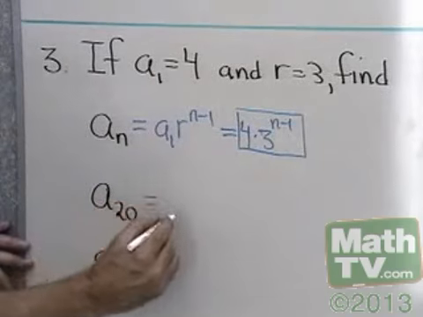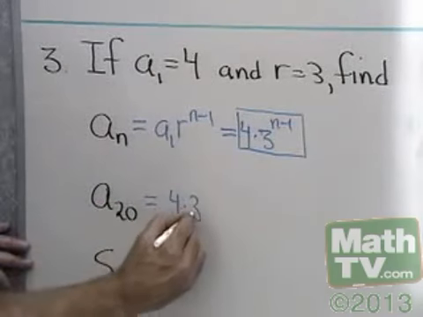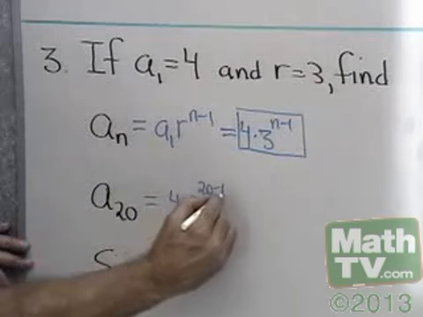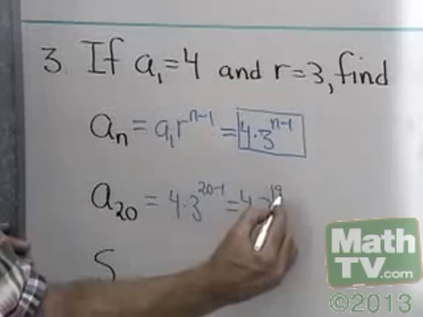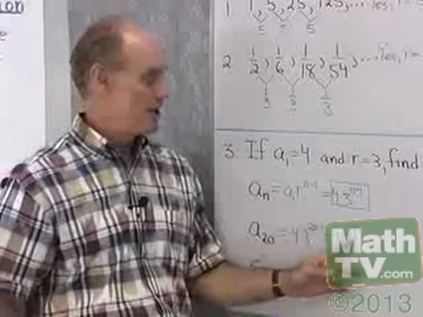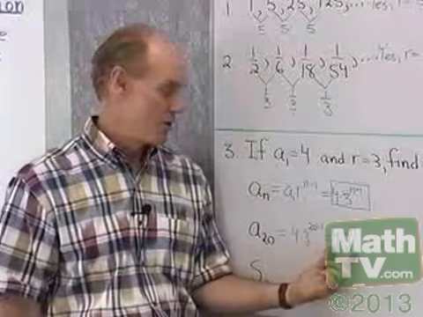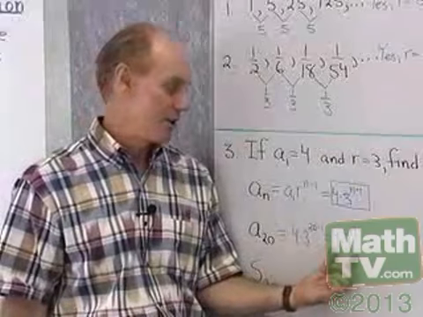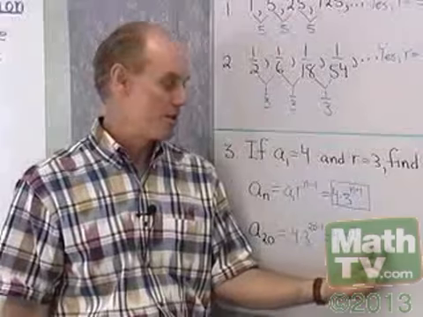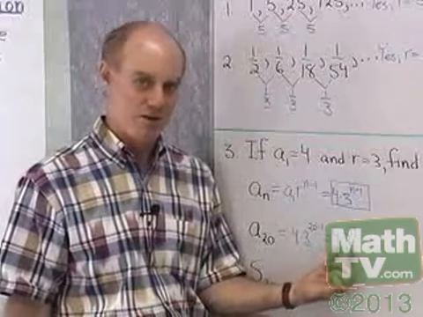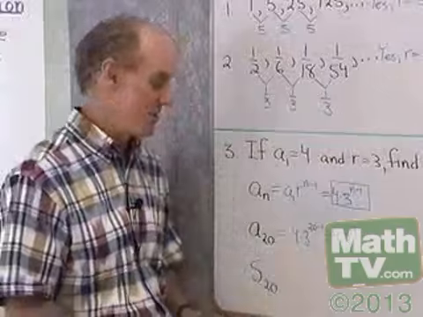The 20th term then will be 4 times 3 to the 20 minus 1. That will be 4 times 3 to the 19th. Now, 3 to the 19th power, that's going to be a pretty large number, so I wouldn't want to evaluate it unless I had a calculator, and even then my answer would come out to be an approximation, probably in scientific notation. So we can just leave it this way, 4 times 3 to the 19th power.